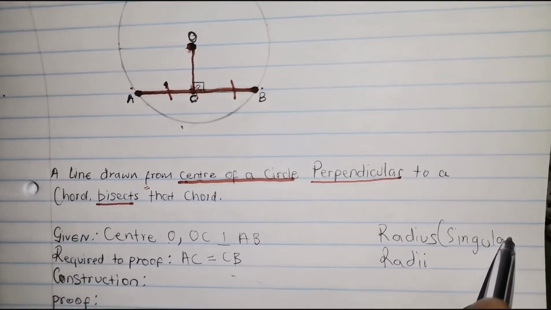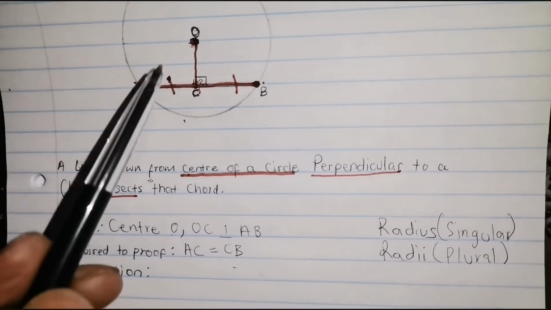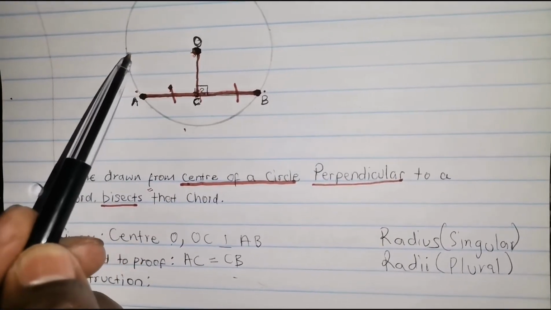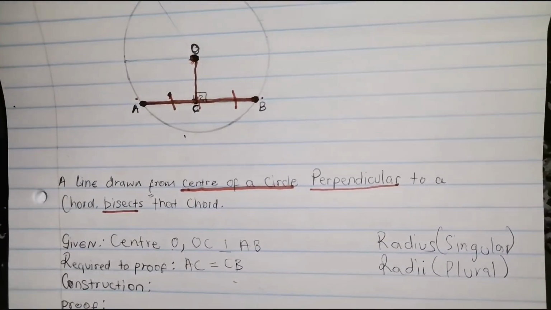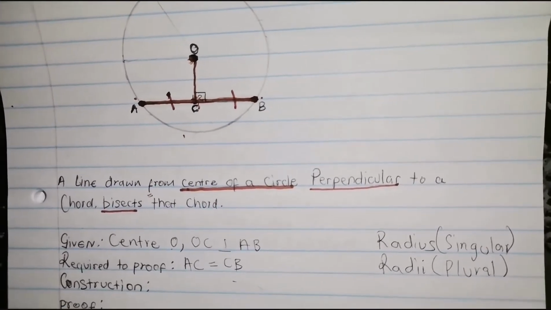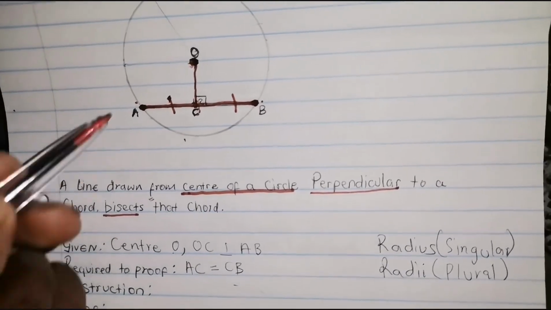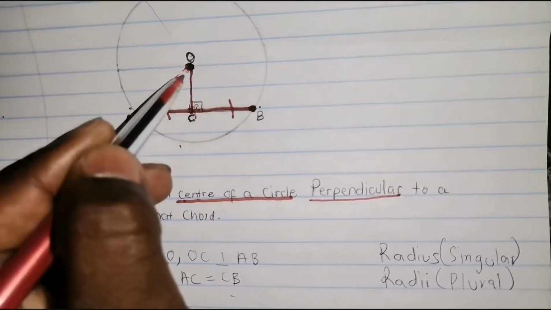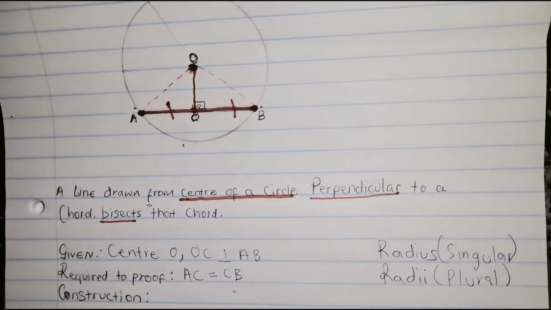It is one line. Then when we talk about radii, we have the plural. Basically, we have 2 lines from the center to the circumference. It can be a line from here to the circumference, or from here to the circumference, and so on. But in this case, the lines start from the center, meaning you form 2 triangles here. So this line starts from O to A and O to B, guys. Those 2 lines are called our radii.